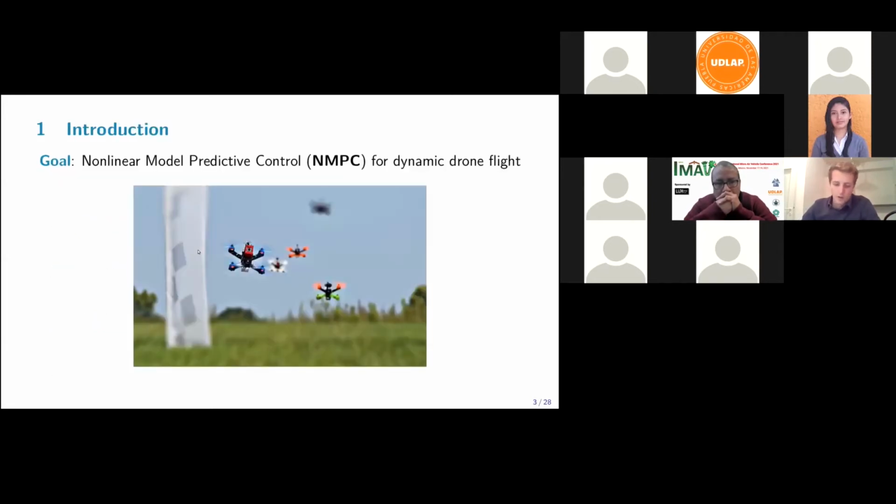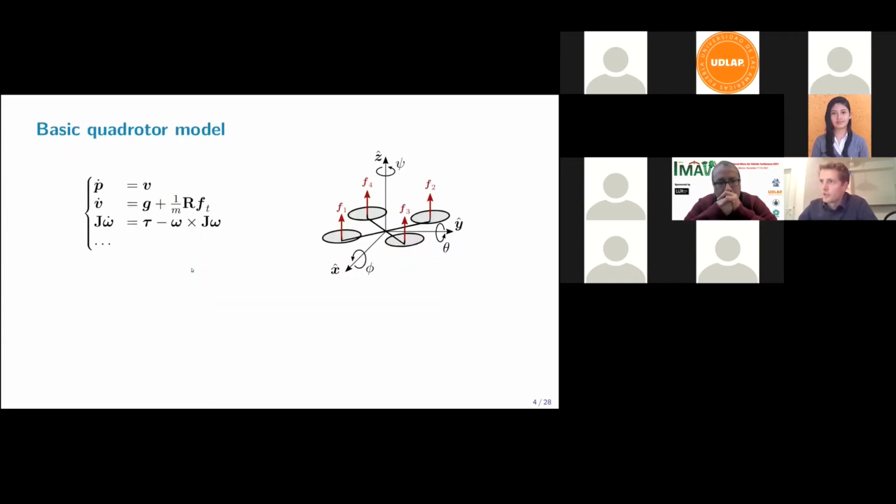The goal in my work is to enable autonomous aggressive drone flight using onboard nonlinear model predictive control. In this context, the most used basic quadrotor model is one in which the control inputs are the four motor forces, F1 up to F4. Together we can see them as a collective thrust, and they also generate torques to orient the body. The states of this system are the positions, velocity, the orientation, and the body rates.